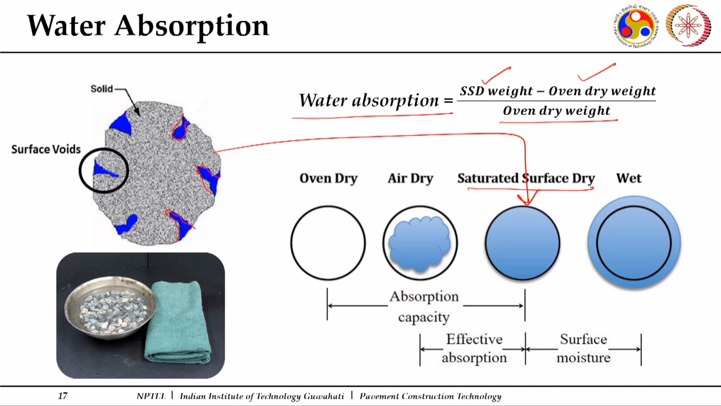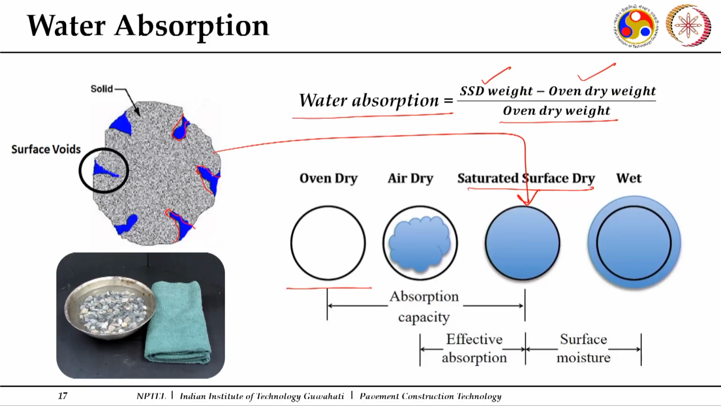So in the case of oven dry, there is no moisture. Air dry, some amount of moisture may be present. Saturated surface dry, all surface voids are filled, and when it is left in air, there may be some extra water present over the surface also. So this is the saturated surface dry to wet condition.